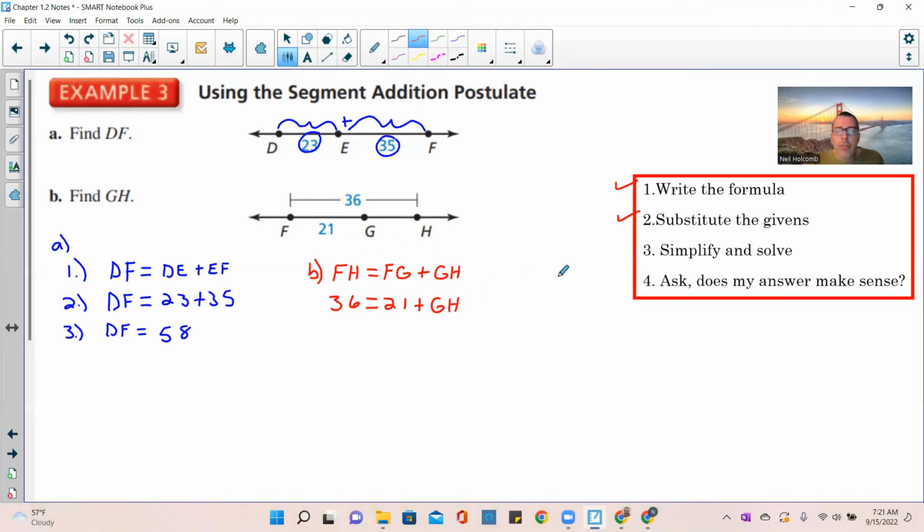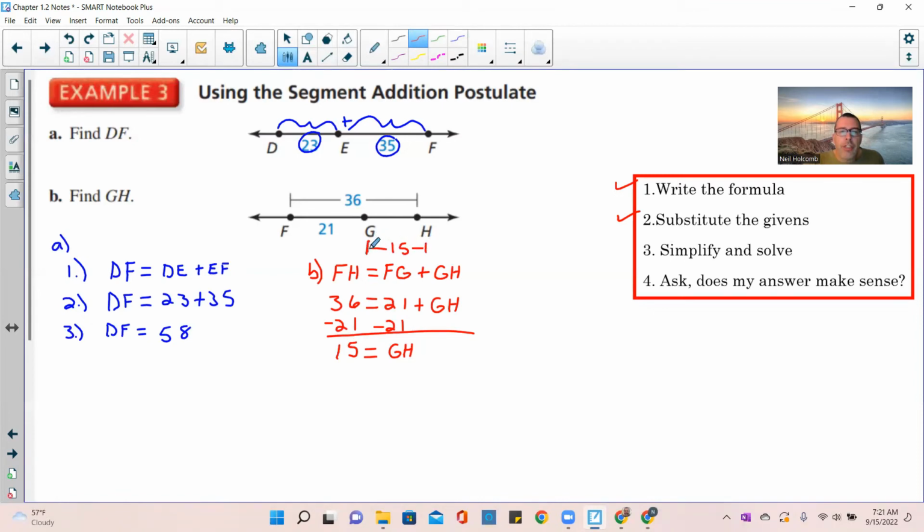Okay, and see how that just falls into place here? And now we're just going to solve this just like we did in Algebra 1, thinking of GH as just a variable X. 21 plus X, how do you get rid of that 21? How do you solve for X? It's the subtraction property of equality, which means subtract 21 from both sides. You want to isolate your unknown. So 21 minus 21 is 0, and that leaves me with GH, because 0 plus GH is GH, equals, and 6 minus 1 is 5, and 3 minus 2 is 1. So therefore, GH is 15.